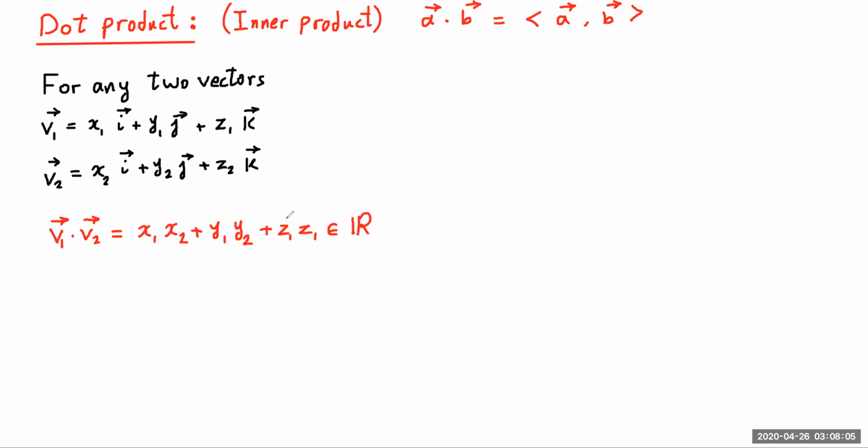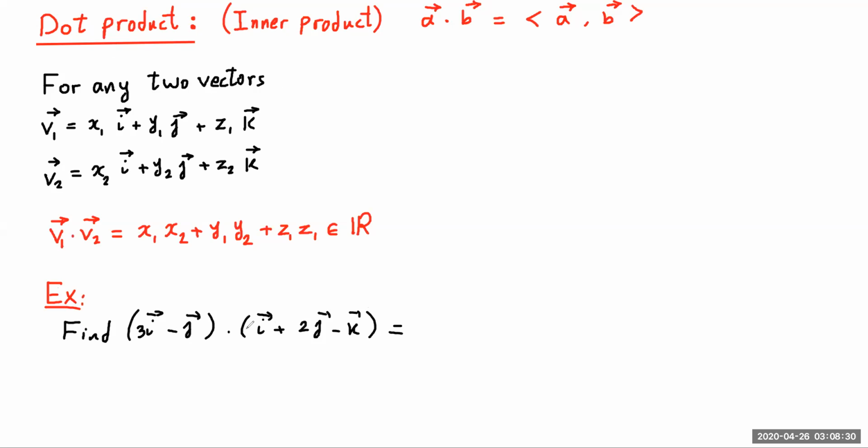For example, let's write an exercise. Find (3i minus j) dot product (i plus 2j minus k). So x times x is 3 times 1, which is 3; y times y is minus 2; z times z is 0. So the final answer is 1.